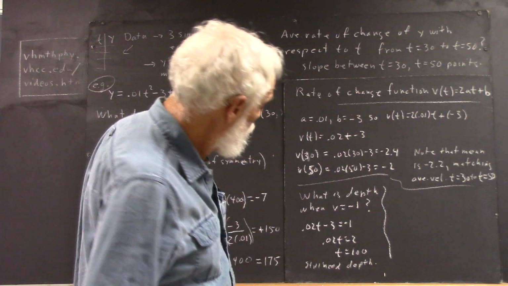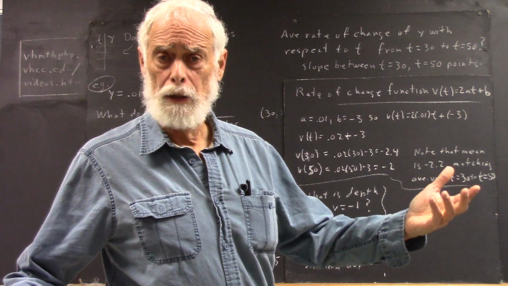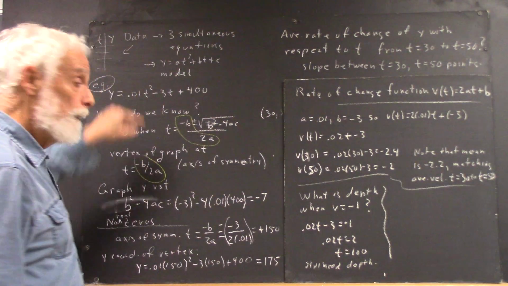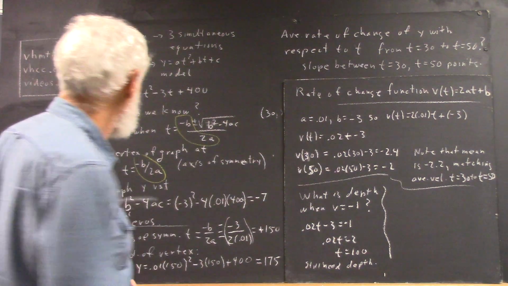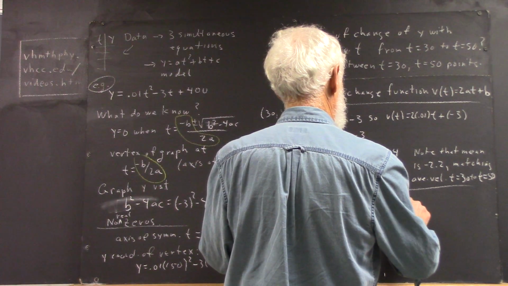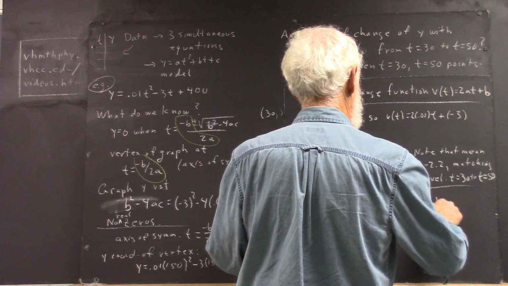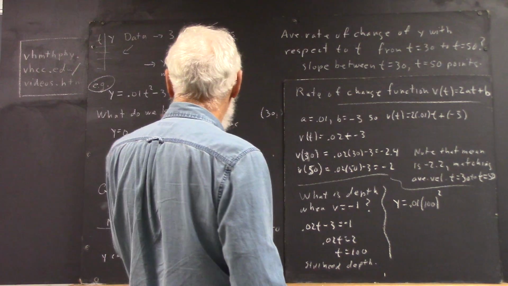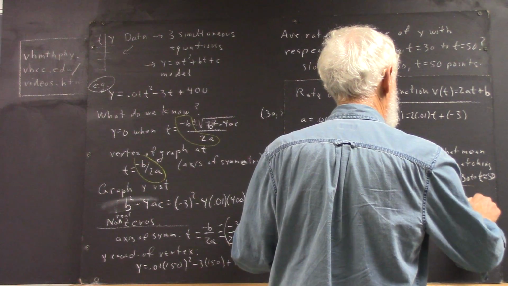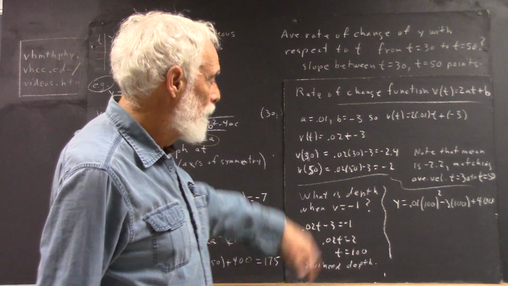Then I get down here and say, okay, well, t is 100, but I still haven't found the depth. What am I going to do about that? Oh, yeah. Okay, if I've got t, I can plug it in here and I can find the depth. Well, there we go. So, y is going to be 0.01 times 100 squared minus 3 times 100 plus 400.